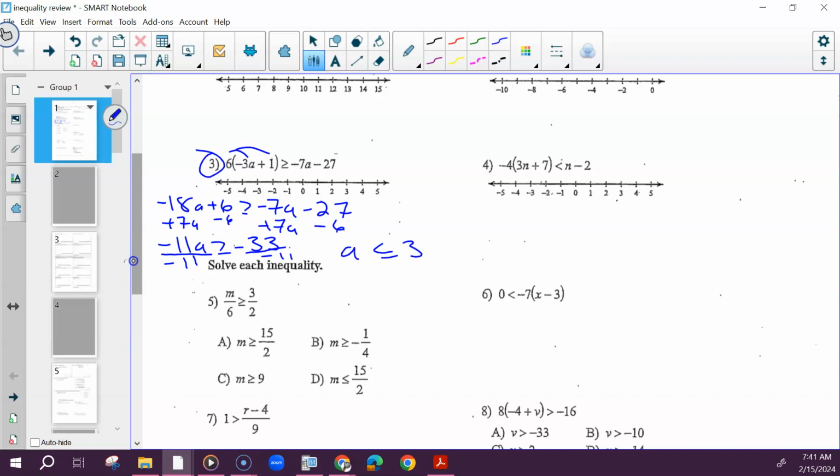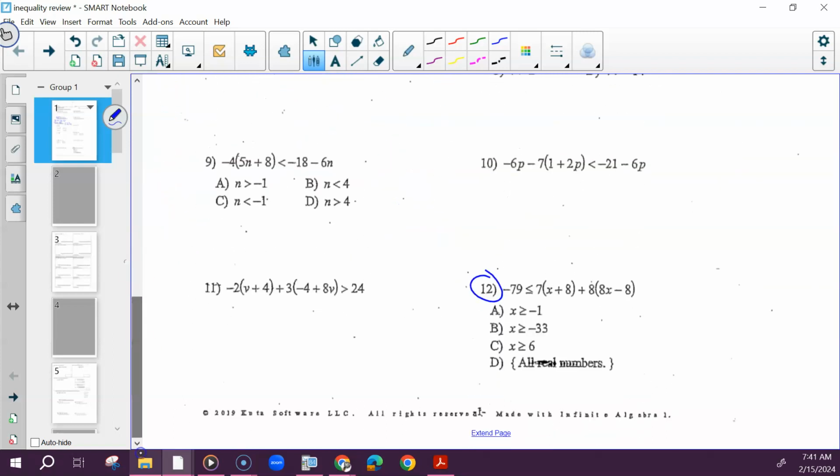So if I were to graph that, I would start at 3, it would be closed, and it would be going to the left. If I made my interval notation, that would start at negative infinity and stop at 3, and it's closed, so square bracket. Questions on that one? Number 12.